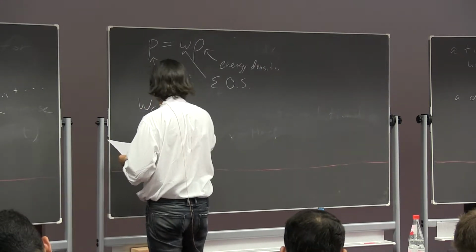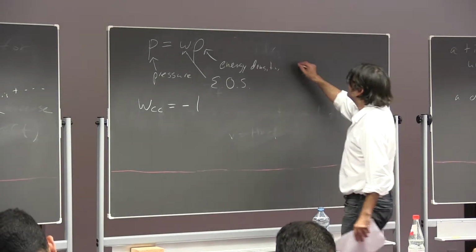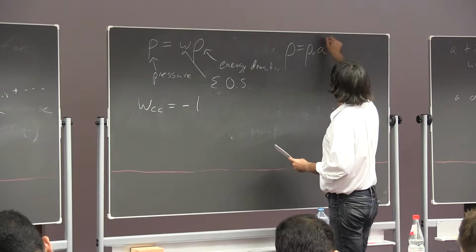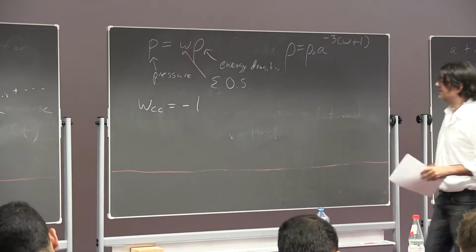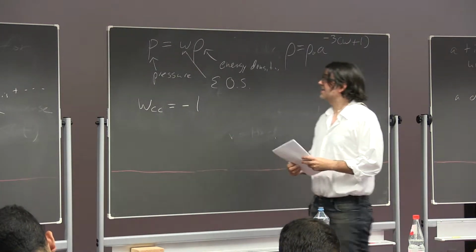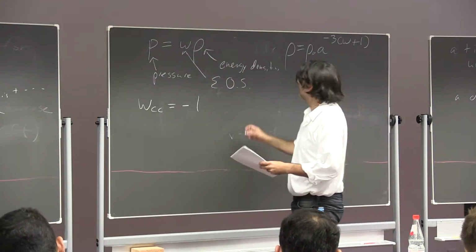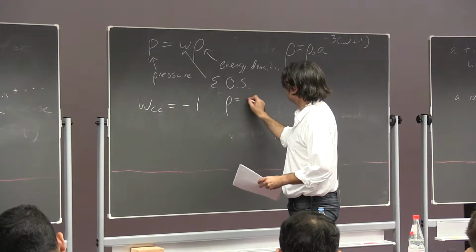For a cosmological constant, you have an equation of state minus 1, and the energy density dilutes as a to the minus 3(w plus 1). So a cosmological constant has a pressure which is equal and opposite to its energy density. And you plug in minus 1 up here, and you get that rho is just equal to a constant, as it should be.